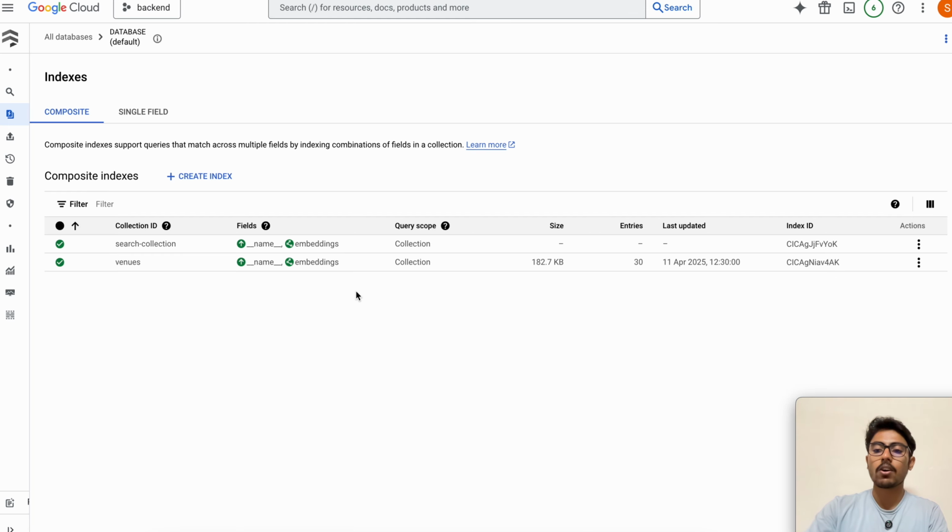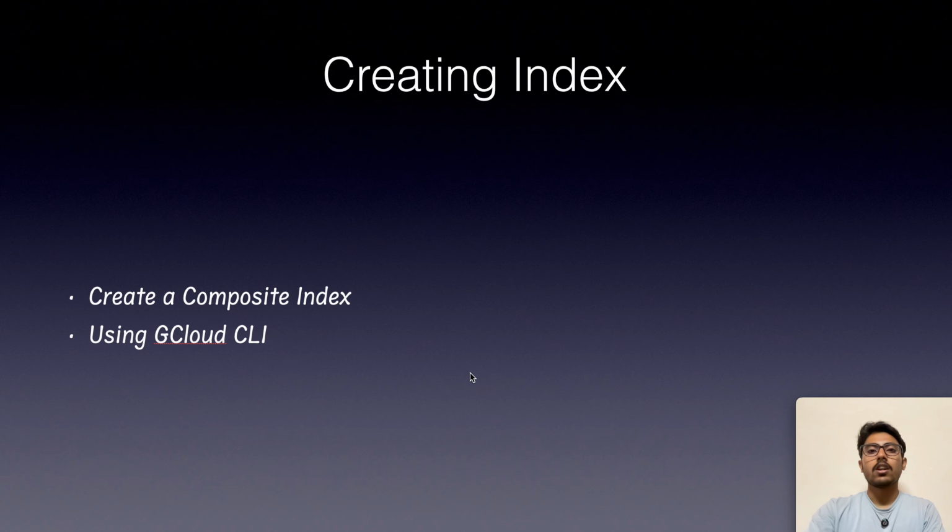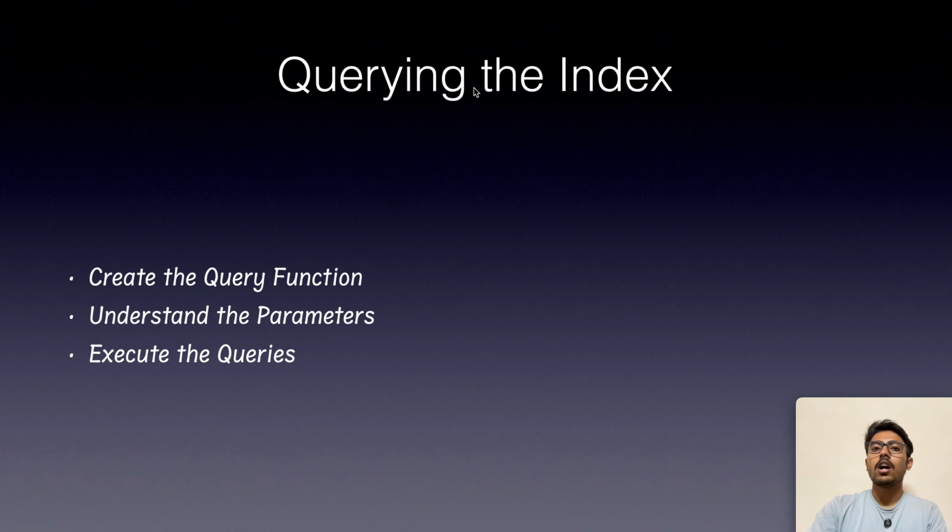So once this all is done, we are now ready to create the querying logic, or I'll say querying function, in order to test out the search query. So as you can see, this is a composite index and not a single field index, right. Now this is done. Now we'll understand how to query the index. We need to create the query function and understand the parameters and execute the queries.